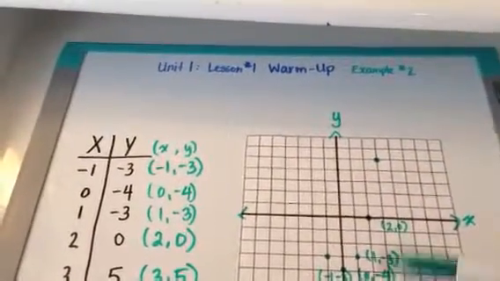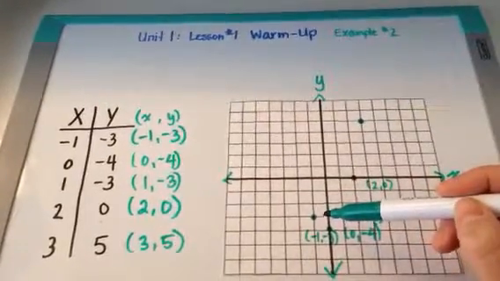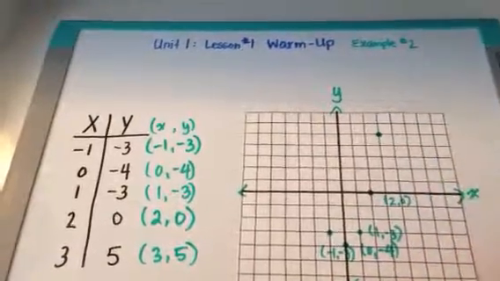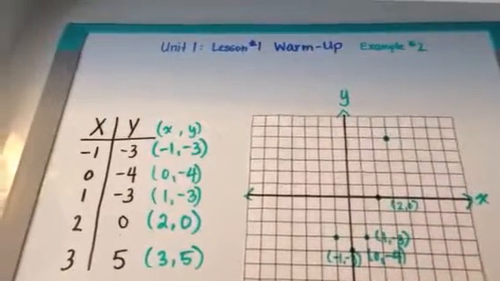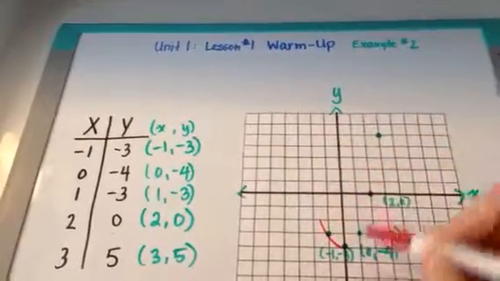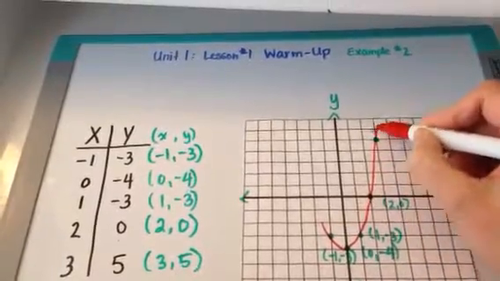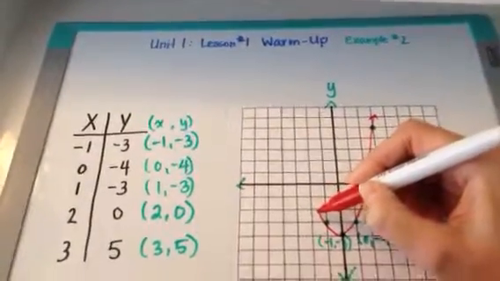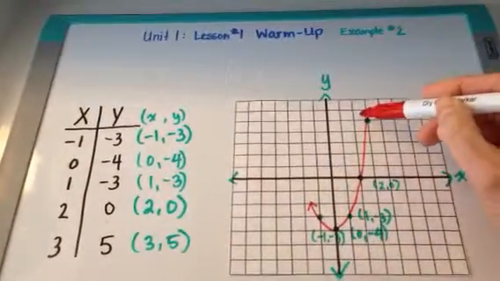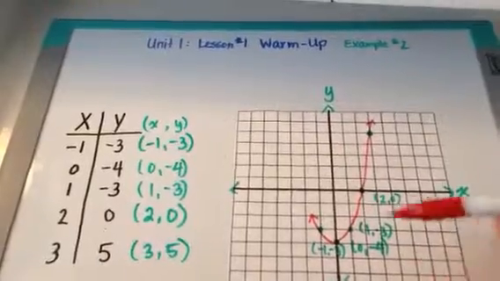So we're done plotting our points, and as you can see, different than example number 1, which was a straight line, this line actually curves. So if we connect our dots here to create the curve, it looks like this. And of course, because our table of values is just a few points, we make sure that we include our arrows to represent that our curve does continue on.